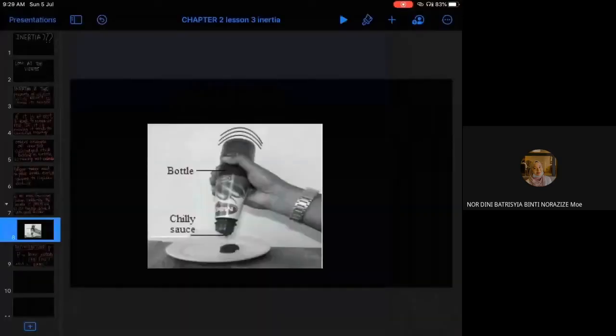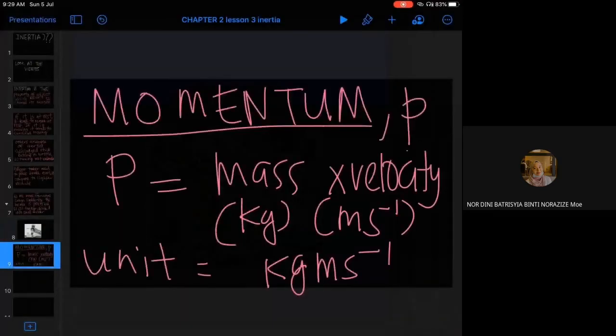So, momentum. So simbol untuk momentum is capital P. Okay? So definition untuk momentum is the product of mass and velocity. Can you repeat after me? The product of mass and velocity. Yes, the product of mass and velocity. Maknanya nak kira momentum, you kena darabkan jisim dengan velocity-nya.